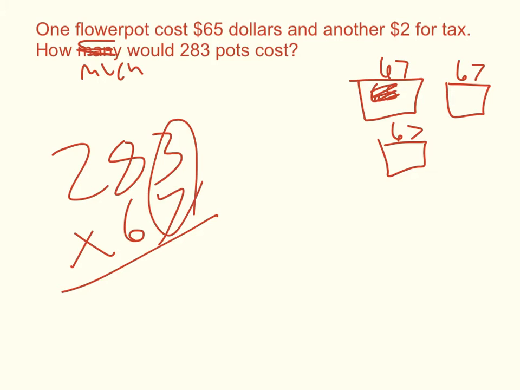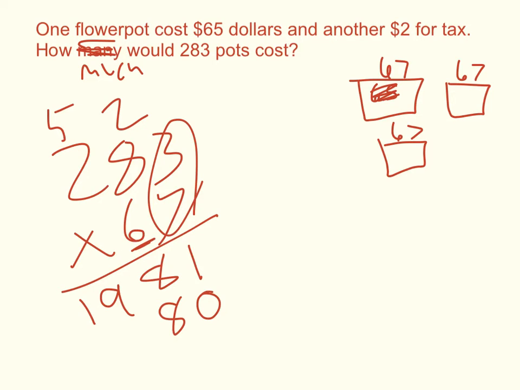7 times 3 is 21. 7 times 8 is 56, plus 2 would be 58. 7 times 2 is 14, plus 5 would give me 19. Moving over to my 6, so I'm dropping in a 0 there. 6 times 3 is 18. 8 times 6 is 48, plus 1 is 49. 6 times 2 is 12, plus 4 would give me 16.